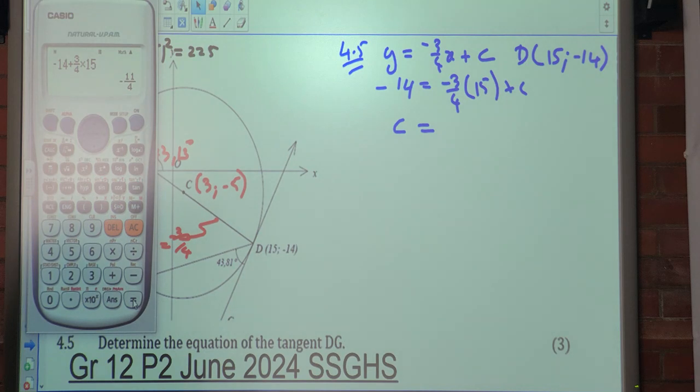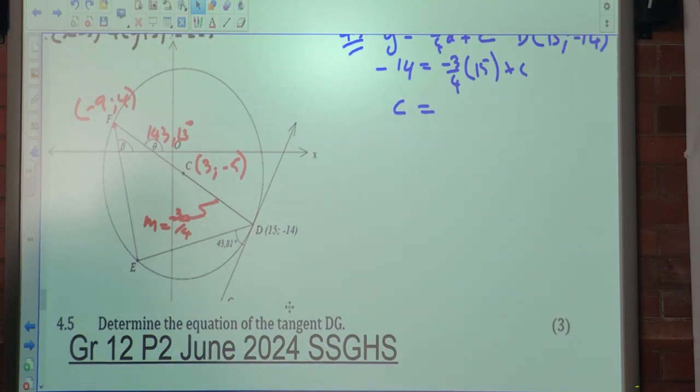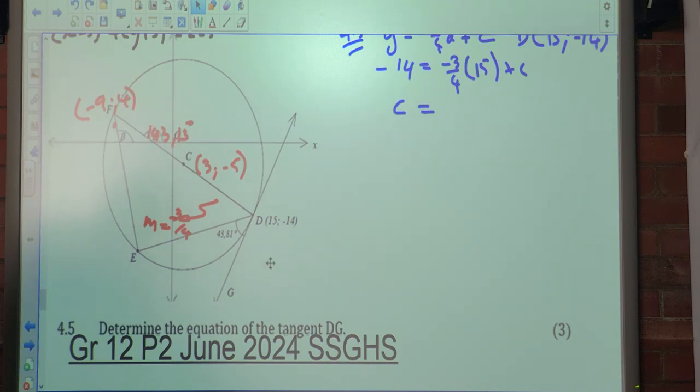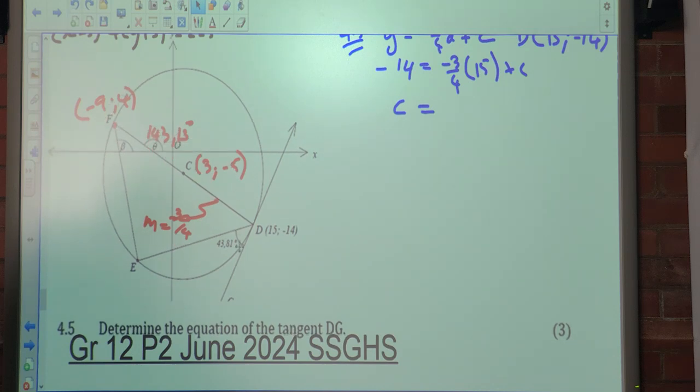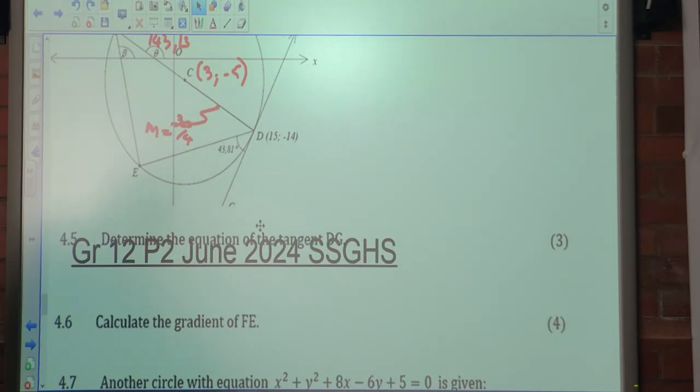Is that correct? No? What's the question? I'm reading this as DC. This is DG, people. Let's just say yes. What's wrong with you? I'm actually working out the wrong thing.